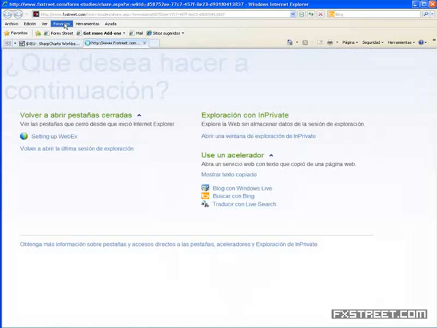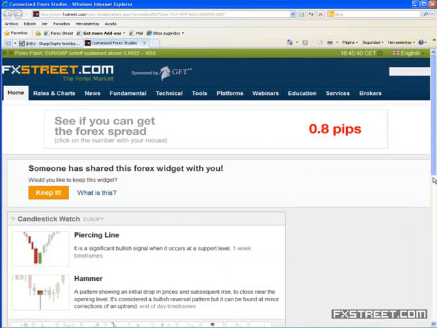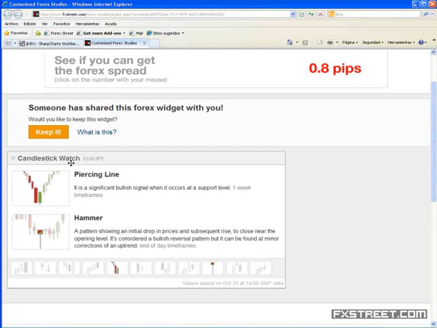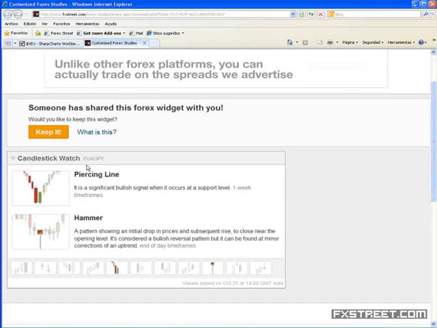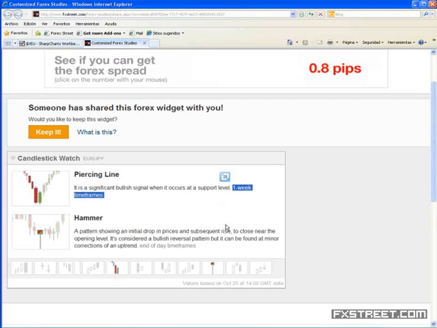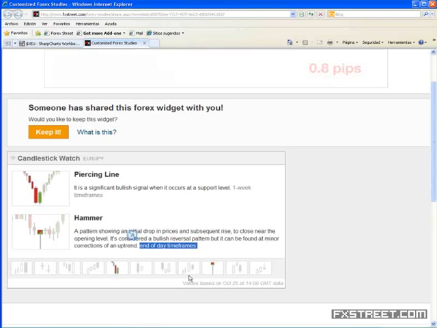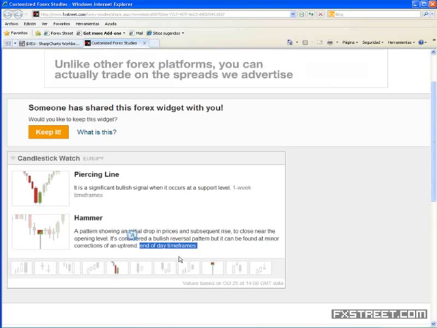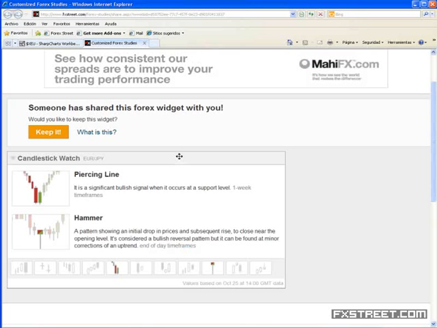There is a candlestick watcher, a widget on our site. It's called the candlestick watch. We have that candlestick watch right now identifying a piercing line and a hammer in the euro yen. Piercing line detected in a 1-week time frame, and the hammer on the daily time frame.